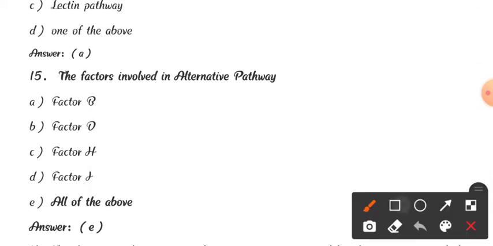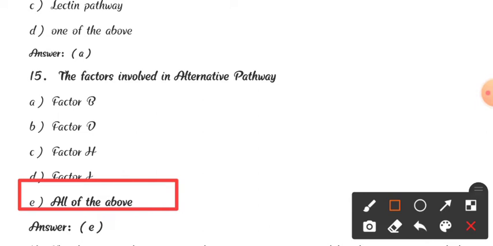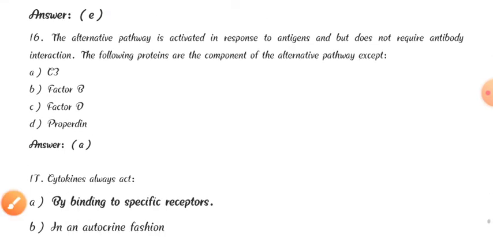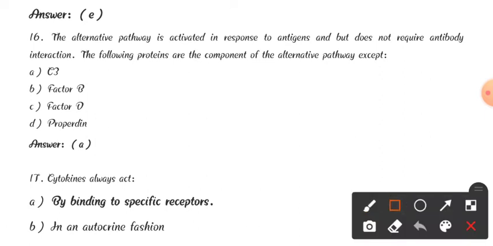Now question number 15 friends, the factors involved in the alternative pathway: all of the above, option E, is the correct answer, because the factors involved in the alternative pathway are factor B, factor D, factor S and factor I. Now next question, question number 16, the alternative pathway is activated in response to antigen but does not require antibody interactions. The following proteins are components of the alternative pathway except C3. That is factor B, factor D and properdin are also correct answers.